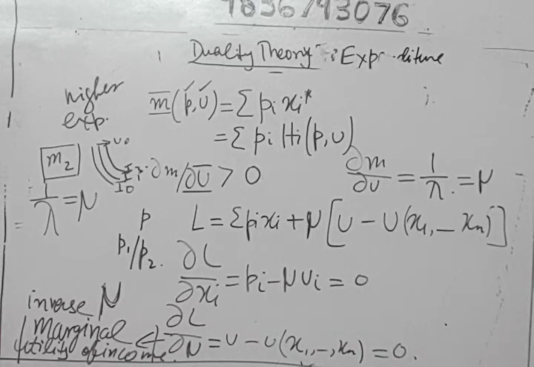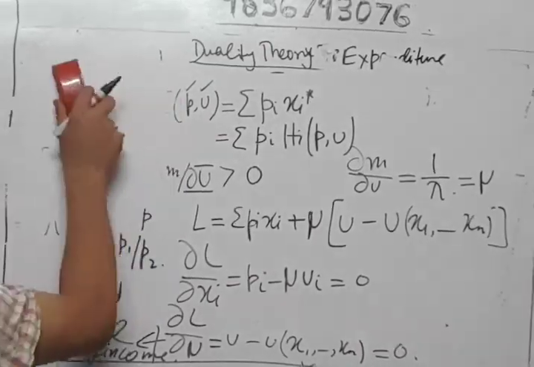Now if this lambda is positive, that means 1 by lambda is also positive, and hence we get a positive mu which is greater than 0, and hence we get the differential del m by del u greater than 0. Okay.